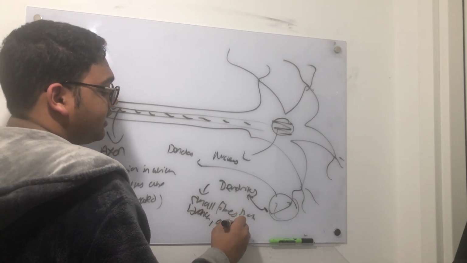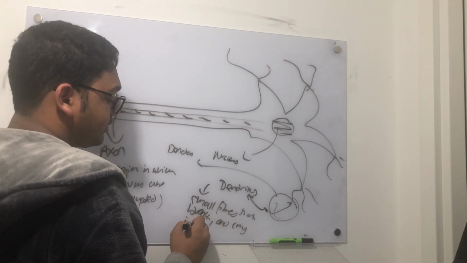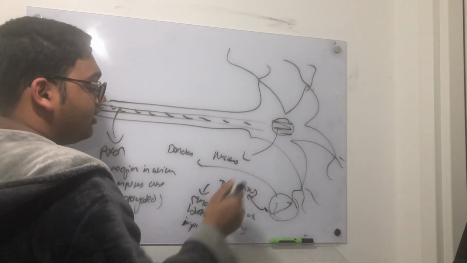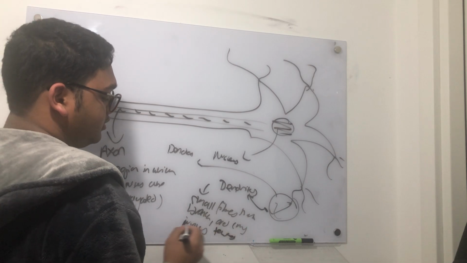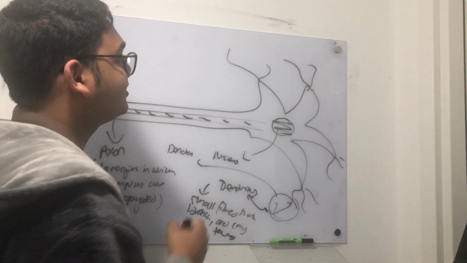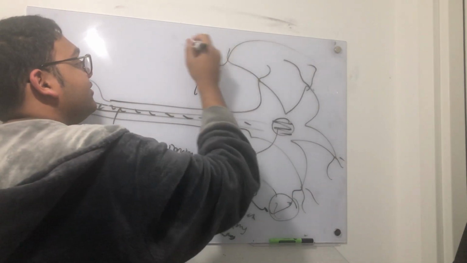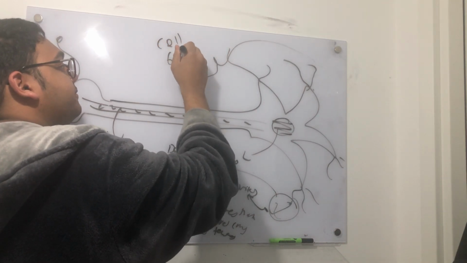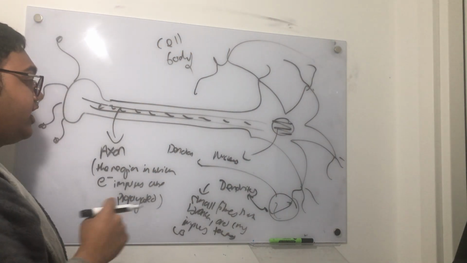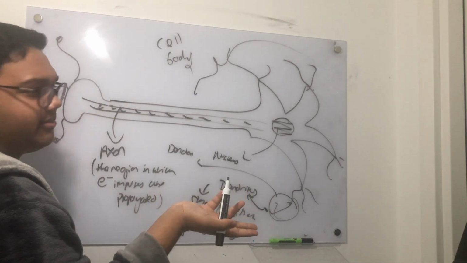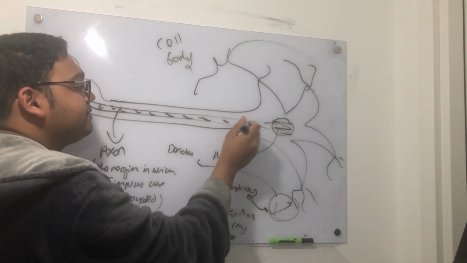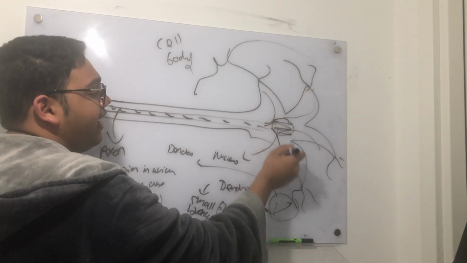and carry impulses towards the cell body, which leads us nicely on to the cell body itself. Cell body. Pretty self-explanatory name, I mean, it's just like the main part of the cell, really. So yeah, cell body's over there.